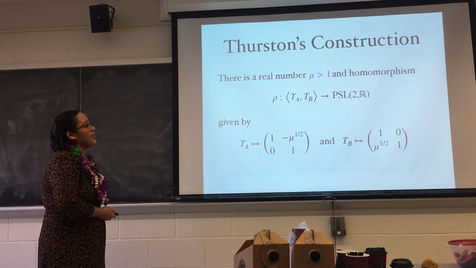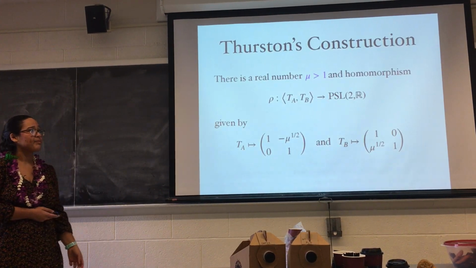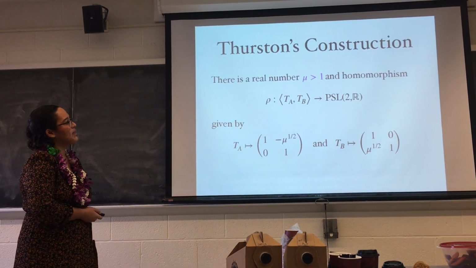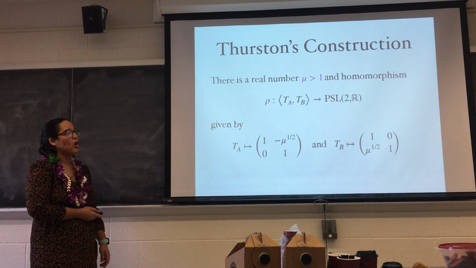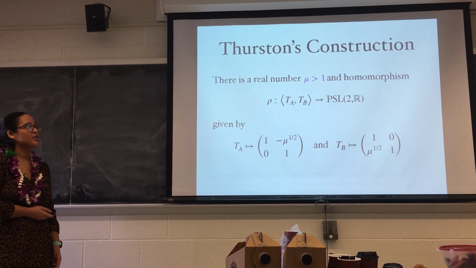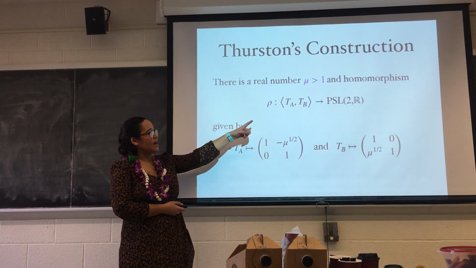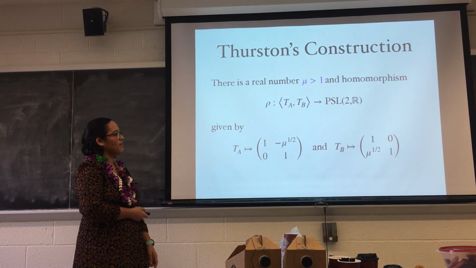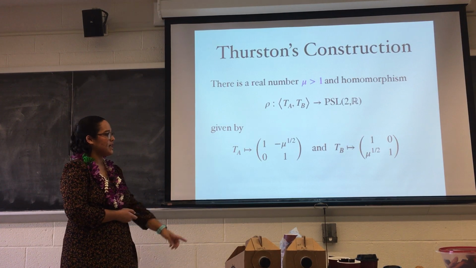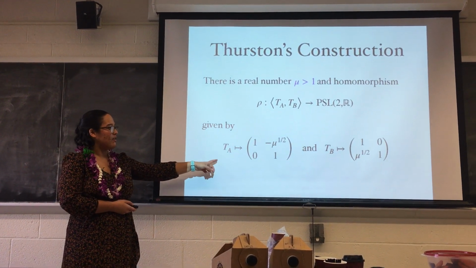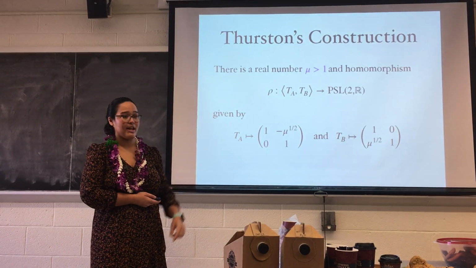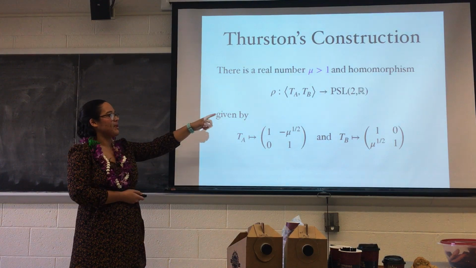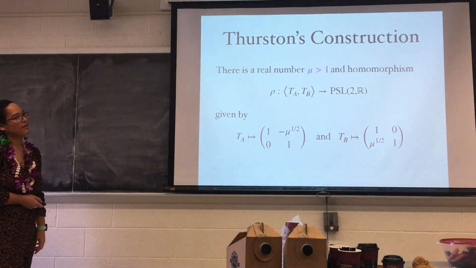So there's a really powerful theorem of Thurston to construct small dilatation pseudo-Anosovs. And it starts like this, that we have a real number mu and some homomorphism rho, which goes from the subgroup generated by the multi-twist about A and the multi-twist about B into PSL2R. And it's given very explicitly. It's given by these 2 maps, just to these really nice 2x2 matrices. So again, this previous setup applies, so A and B are two filling multicurves.